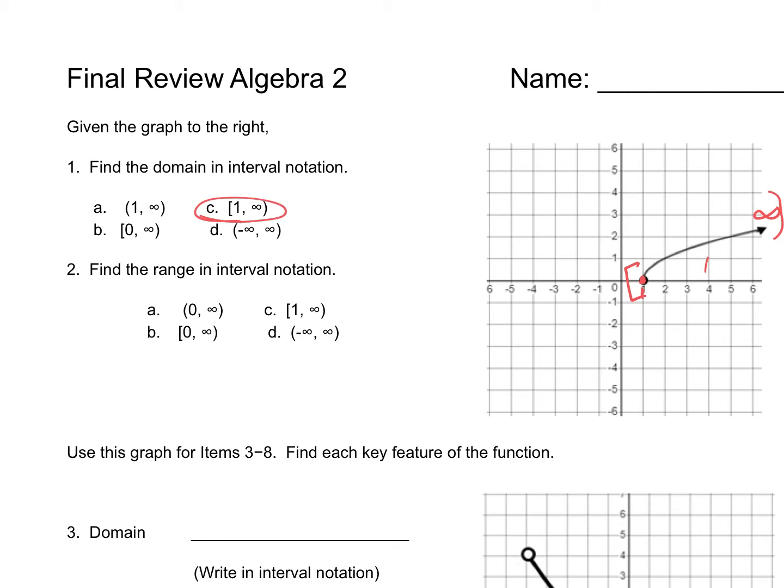On the second part of the problem, we're doing the range, which is low to high. So the low here is this y value, which is 0. And again, we're still using a bracket and it's going forever. So we're still using a parenthesis. So it should be B, 0 to infinity.